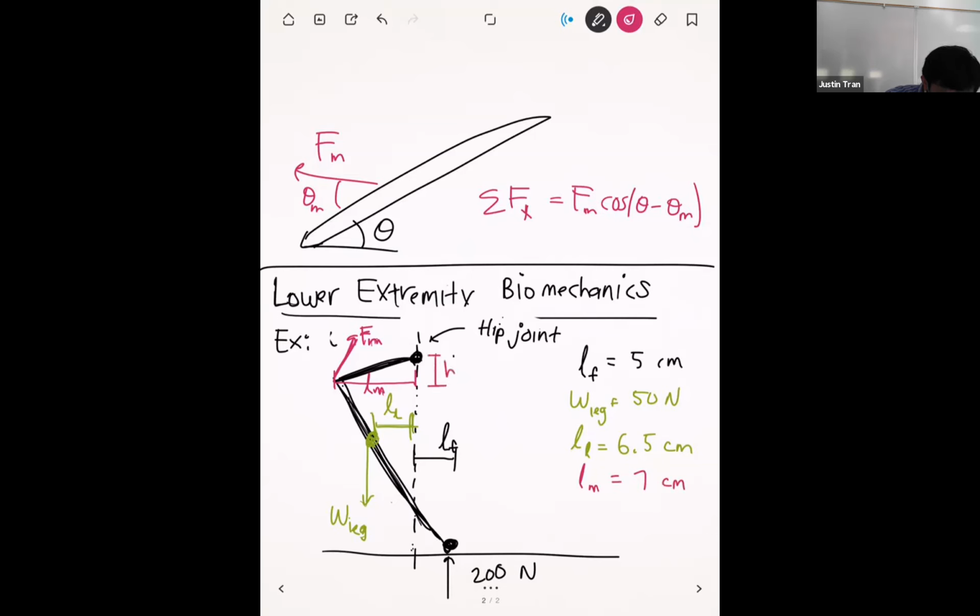We're also going to need to know the vertical distance here. And so this vertical distance HM we'll say is 1 centimeter. And we of course need to know theta M. And so theta M here we're going to say is 70 degrees.